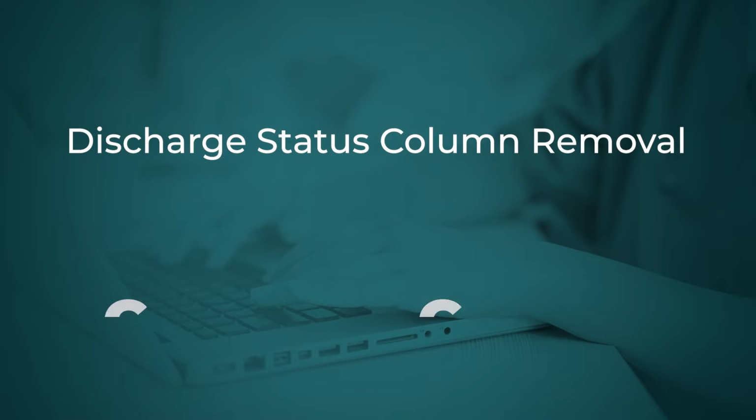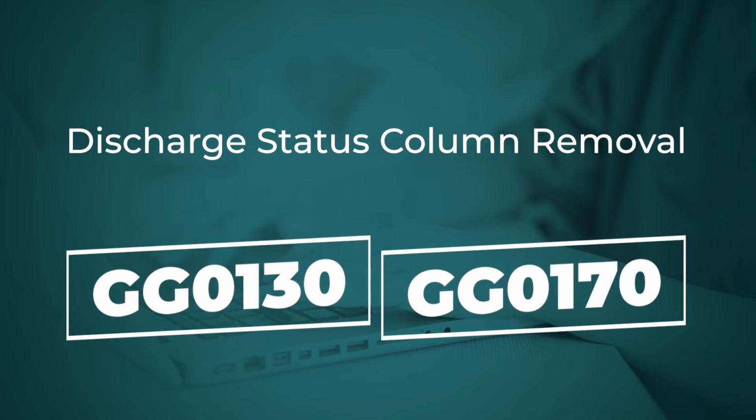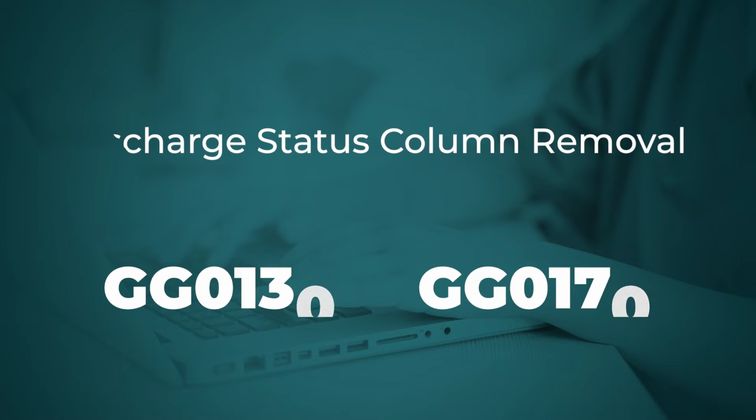They will also be removing the discharge status column for the items GG130 and GG170. While the GG items will of course remain on the OASIS dataset, the discharge columns are not being utilized effectively. You are allowed to mark only one discharge status in that entire section, and as a result, it cannot be effectively utilized in measure calculation, and therefore the column will be removed.